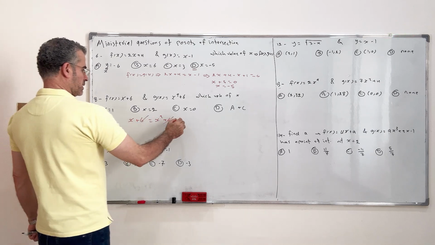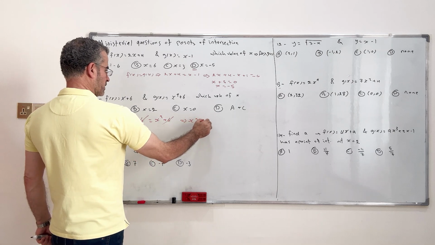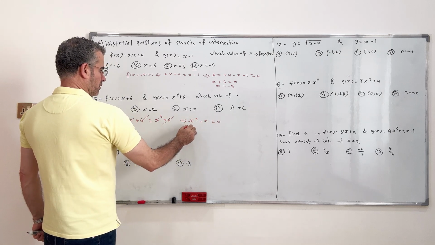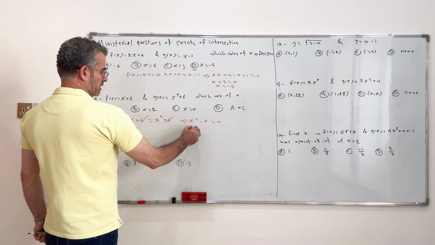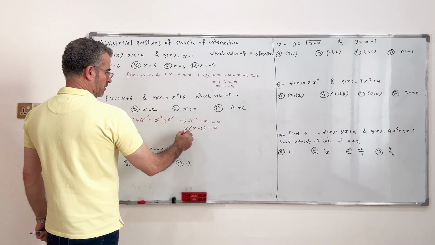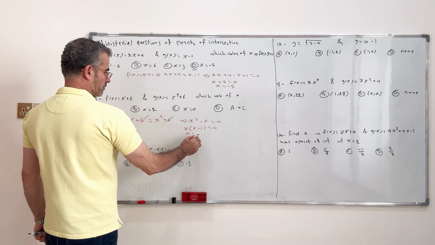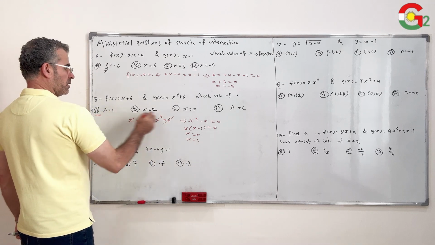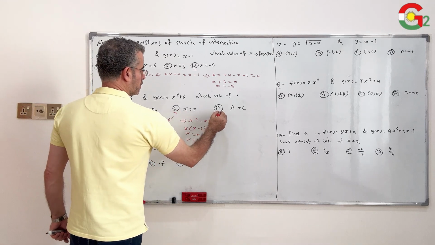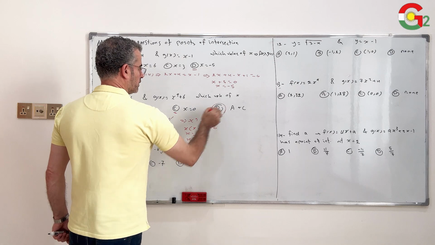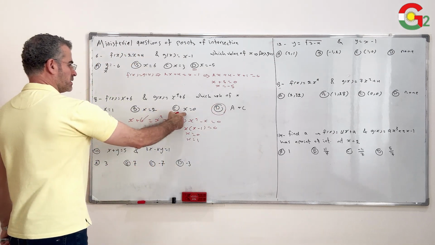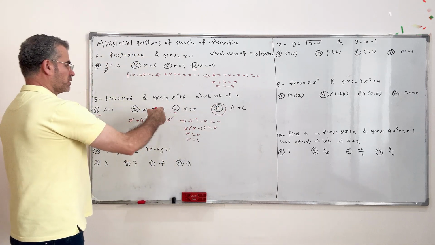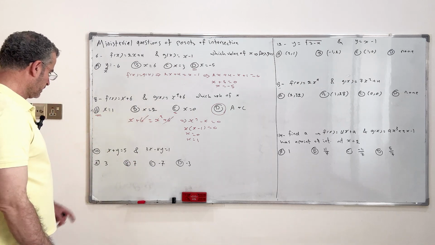6 with this 6, then x power 2 minus x equal to 0. Factorize by x: x times (x minus 1) equal to 0. x equals 0 or x equals 1. Then B and C. Choice number D, A and C. There are two intersection points for these two graphs.